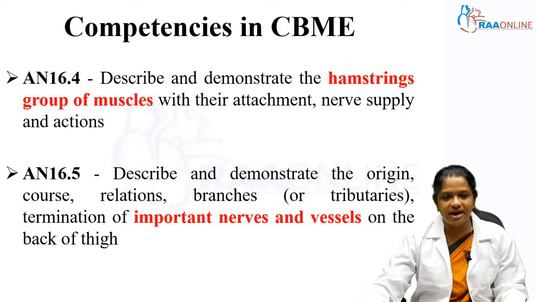To describe the hamstring group of muscles with their attachments, nerve supply and actions. Hamstrings is a common term applied to the group of muscles on the back of thigh. Along with the muscles, we are going to see the important nerves and vessels on the back of the thigh. So the main objective of this lecture is the description of the posterior compartment of thigh, that is the back of thigh.